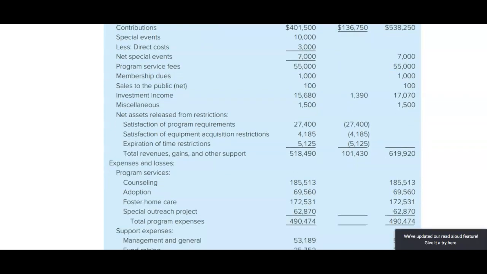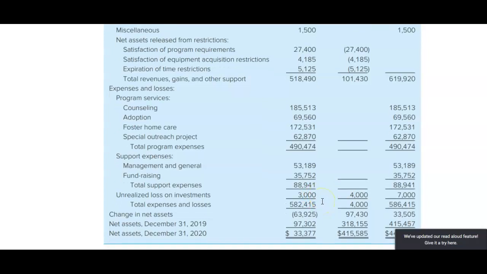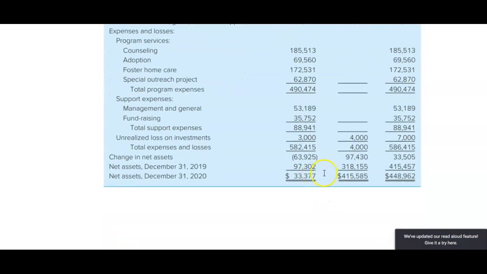What we don't have any of, right, are expenses. So you're never going to see any expenses or losses in the with donor restrictions column. You do see unrealized losses. Those relate in the donor restricted column to investments that are restricted, and the unrealized losses in the other column are from unrestricted investments.